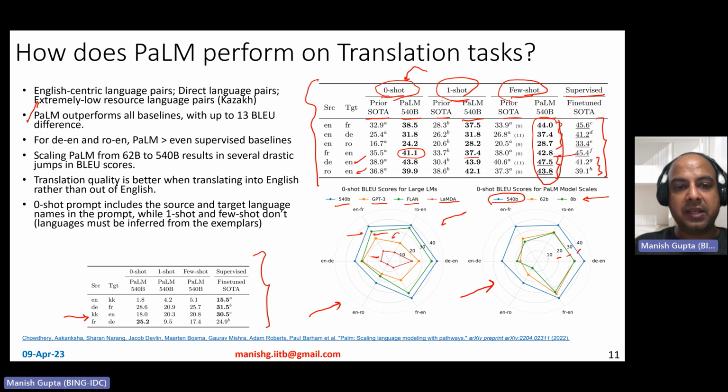PaLM seems to perform well even for low resource languages, and for direct conversions rather than going via English.